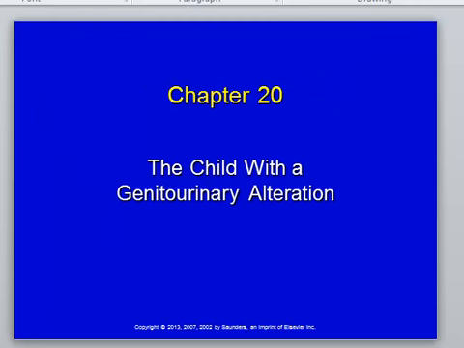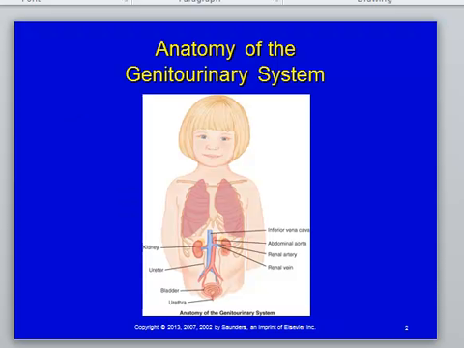Now we're going to be talking about the pediatric disorders with a genitourinary alteration. This is the anatomy of the genitourinary system in a little girl, and she looks about age 4 to 7 years of age. It tells you a little bit about the placement of the kidneys and the ureter and the bladder.